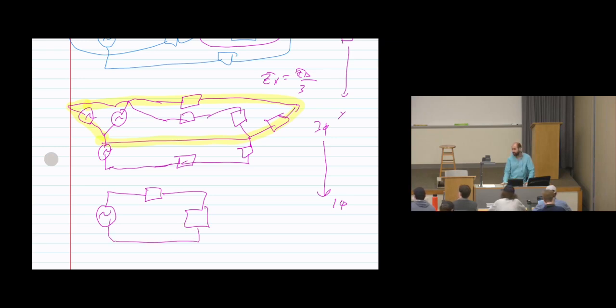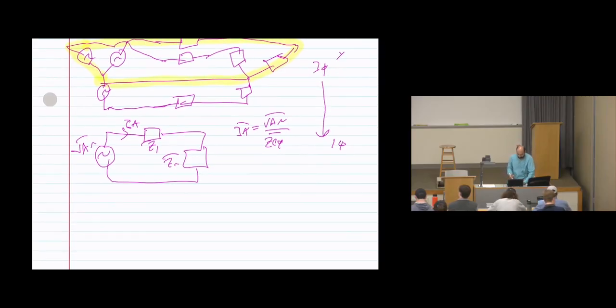Now, do you know how to find the currents? KVL, find the equivalent. So you need to find here Z1, here is Z2. So you can say IA equals VAN divided by Z equivalent, which is ZA, Z1 plus Z2, right? That's one scenario.